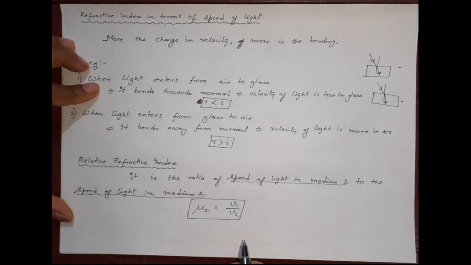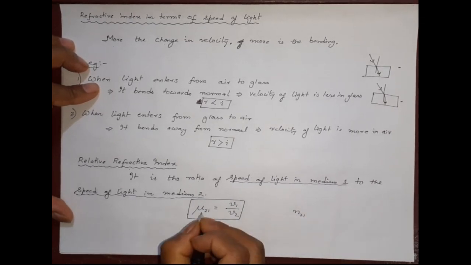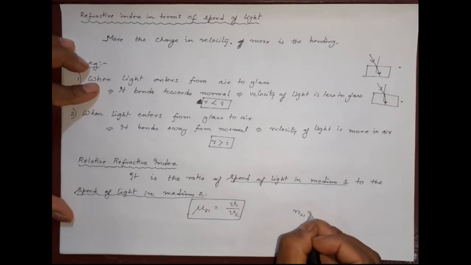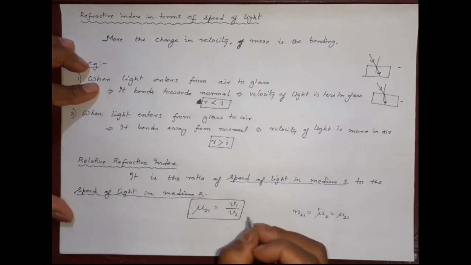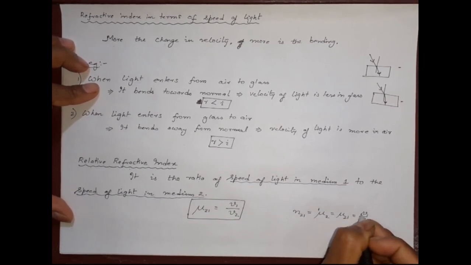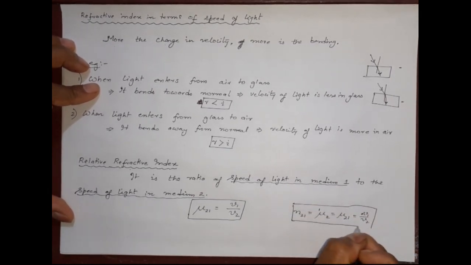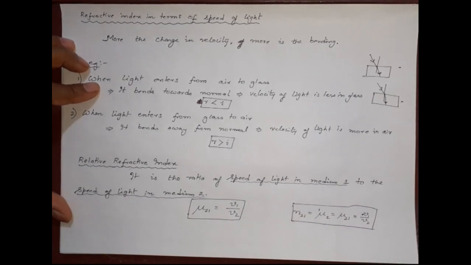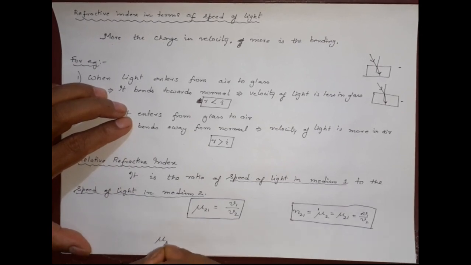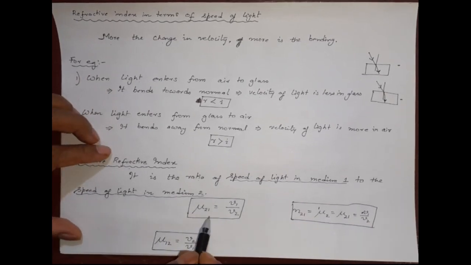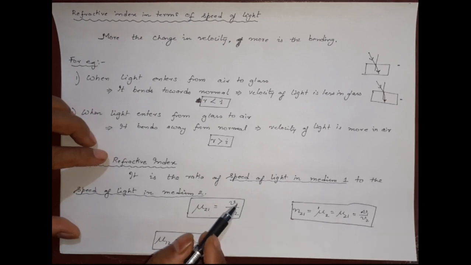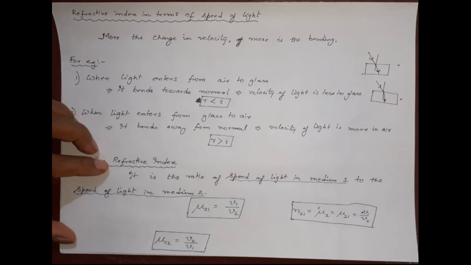In some books they may represent it as N21 also, do not confuse. Mu 21 may be represented like this; in some books they write the subscripts differently, but it is the same thing, equal to V1 by V2. Similarly, the reverse is also true. If you write mu 1 2, that will be V2 by V1. It can also be written as N 1 2. So this is the formula relation. Remember the difference between 2 1 and 1 2.